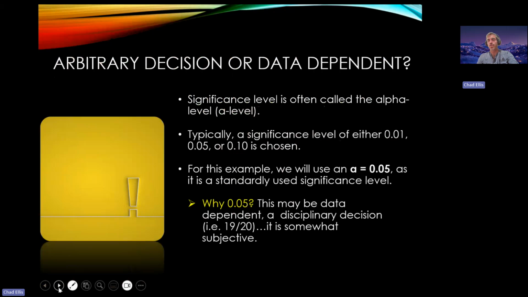So for this example, we're going to use an alpha value of 0.05. But what does that 0.05 actually mean, and why do we use the 0.05? Well, it's a little arbitrary, but 0.05 is commonly used because it gives us about a 19 out of 20 probability that we're not going to commit a type 1 error.